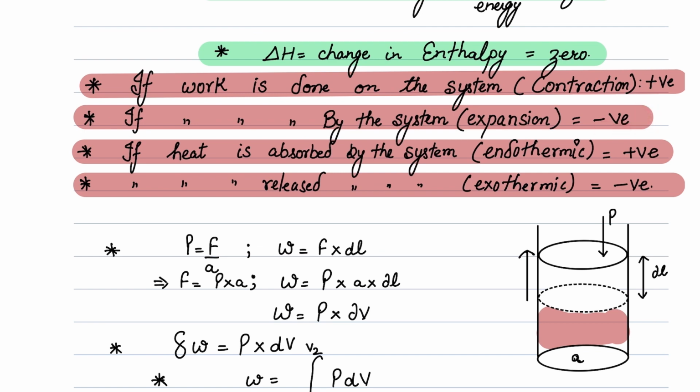If heat is absorbed by the system, we say that is an example of endothermic process. So, its value is considered to be positive. If heat is released by the system, we say that is an exothermic process and its value is considered to be negative. Now, these sign conventions are very important while dealing with the numericals of thermodynamics.